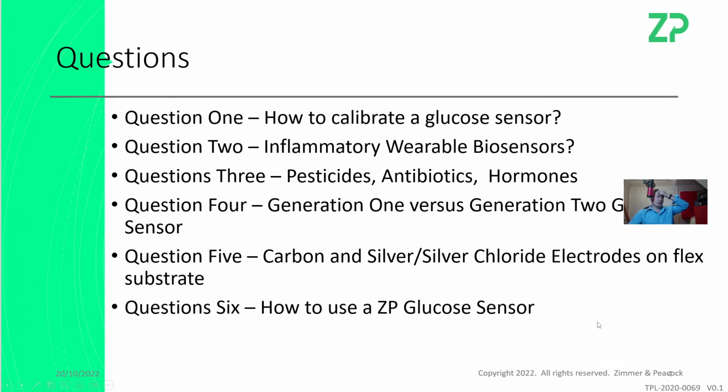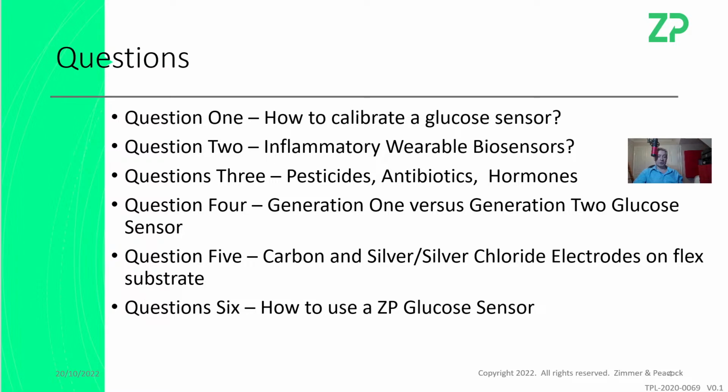Now, regarding questions this week, we've got a question here: how to calibrate a glucose sensor. I will cover and answer that in this webinar. Making a biosensor for inflammatory markers, we'll cover that. Question number 3 is about sensing for pesticides, antibiotics, and hormones. Question number 4 is one we've had a few times in this webinar: the difference between generation 1 and generation 2 glucose sensors. We haven't done it in a while, so I don't mind returning to it now.